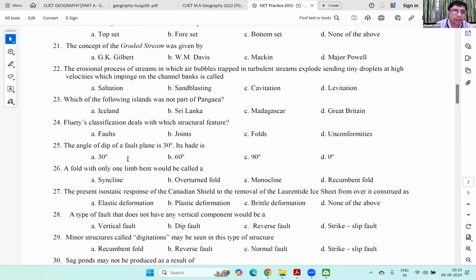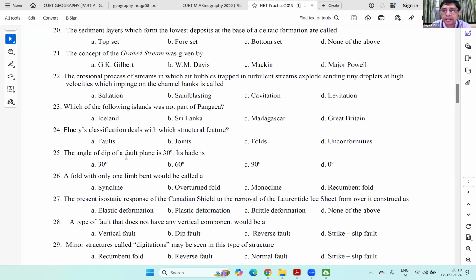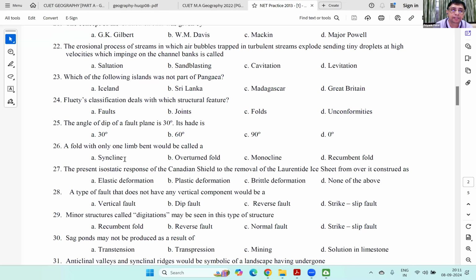Okay, good. আচ্ছা, digitation বলে যে minor structure দেখা যায়, সেটা কোন type of fold-এ দেখা যায়? So there is only one type of fold mentioned over here, recumbent fold. So digitations are finger like projections given in recumbent fold. So 29A is the correct answer.